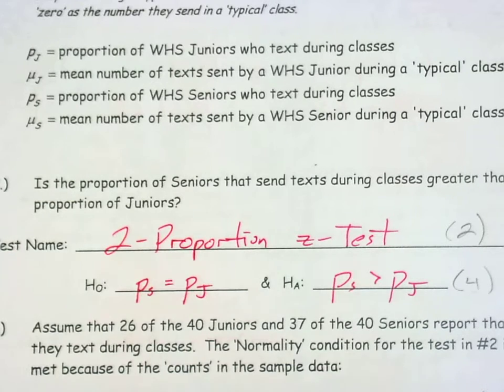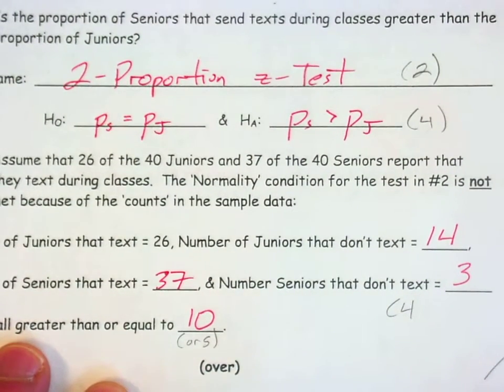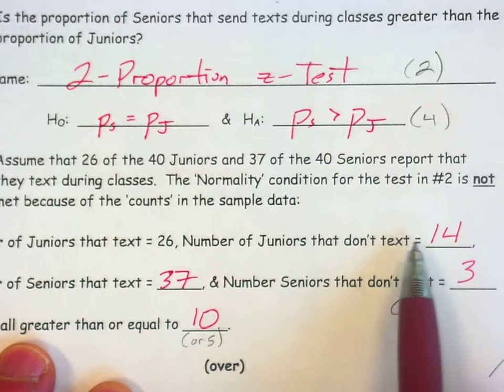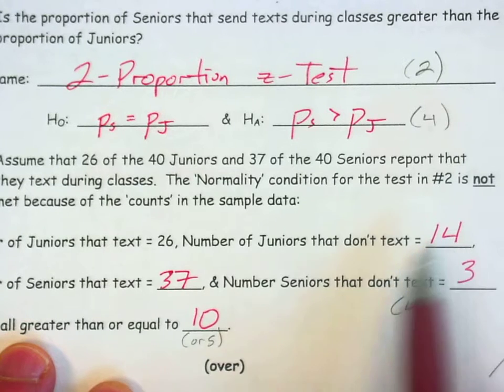So question 3 then is about the normality condition for a two-proportion z-test. You want all of your counts to be greater than a boundary, say 5 or 10. So we have 26 juniors that do and 14 that don't text during class. So that's fine. The problem is the seniors.